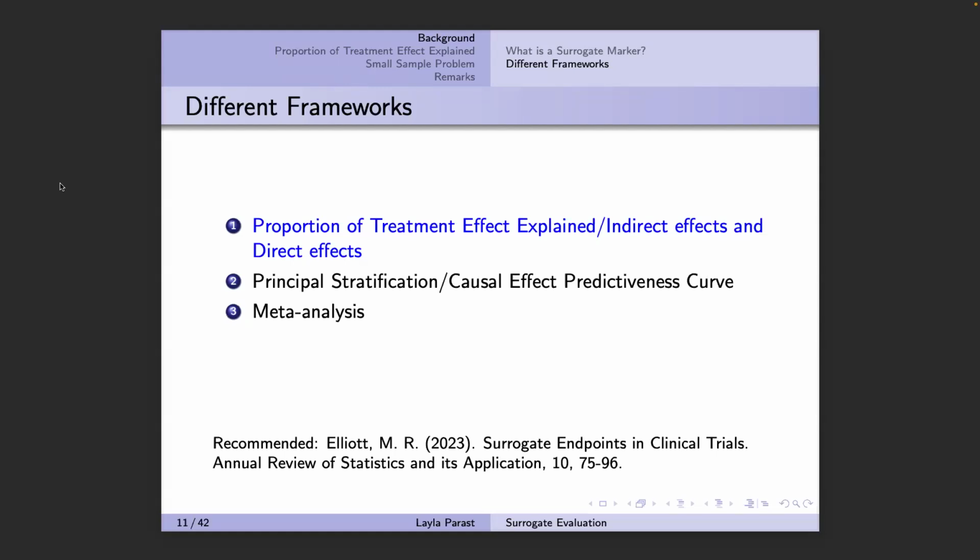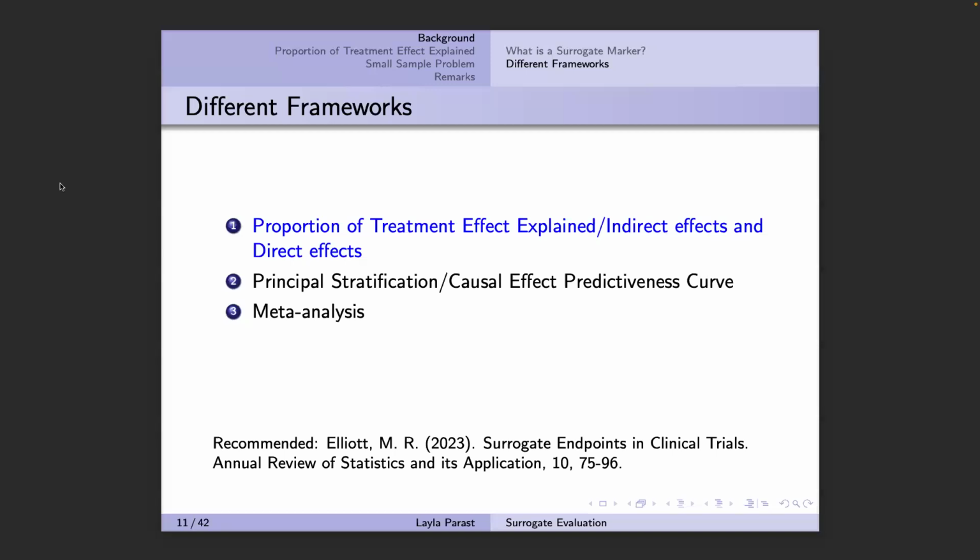The second framework is principal stratification, which Peter Gilbert has done a lot of work on in this department. He proposed the causal effect predictiveness curve, and this is very much from a more causal perspective. What I will talk about will still sound causal, but I don't really claim that it's a causal inference framework.